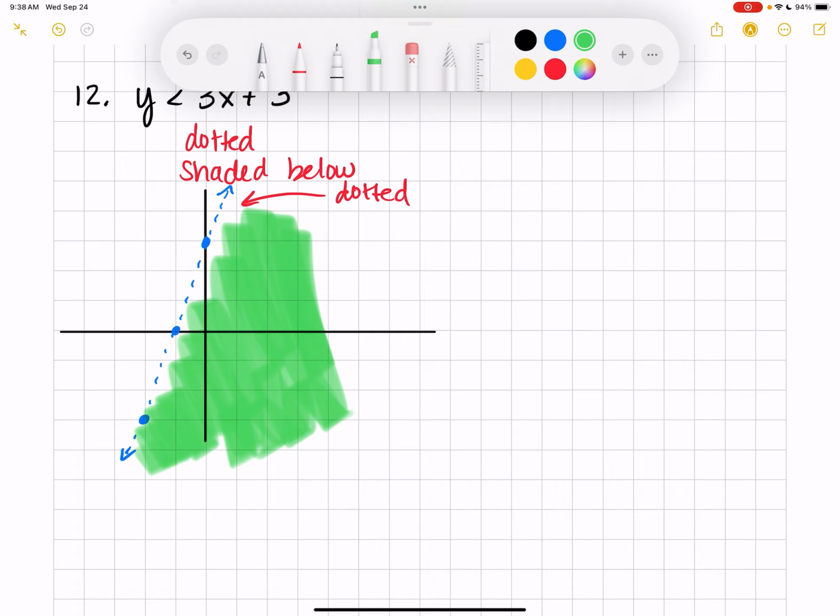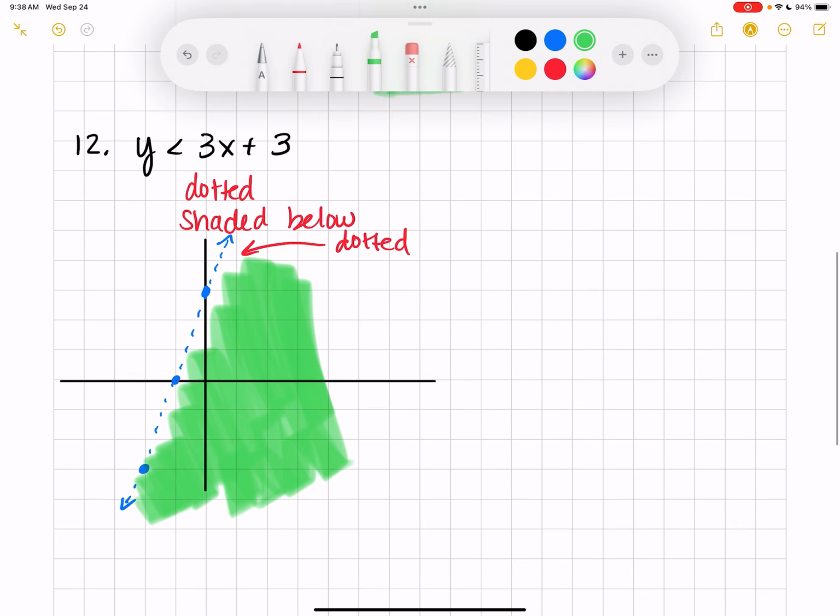And again, I could check a point. I could actually check the point 0, 0 on this one. If I plugged in 0, then I would have 0 is less than 3 times 0 plus 3. Well, 0 is less than 3, so I know I've shaded it correctly. Again, you do not have to do that, but if you want to confirm that you're shading in the right spot, you can do it that way, which is the whole point of the first problem that we did.